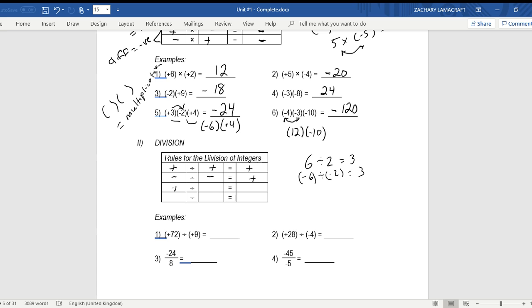And if I then had a positive and a negative, or the opposite, if we think about that, 6 divided by negative 2, we're going to get negative 3. So it'll be a negative. So once again, same signs, opposite signs.